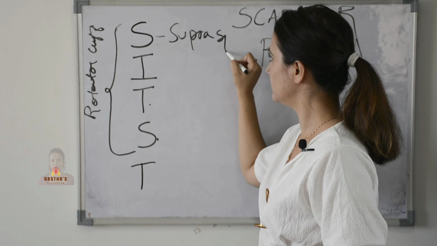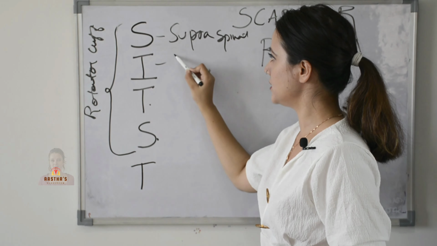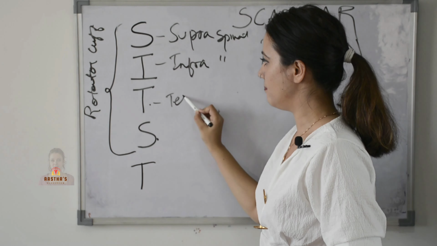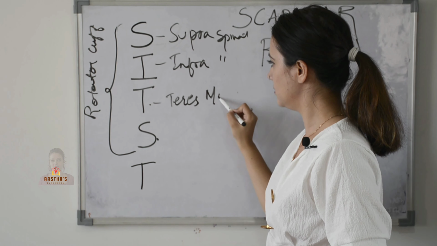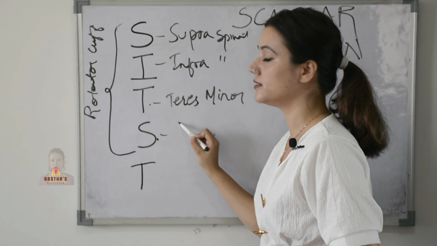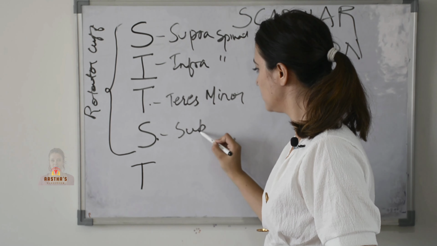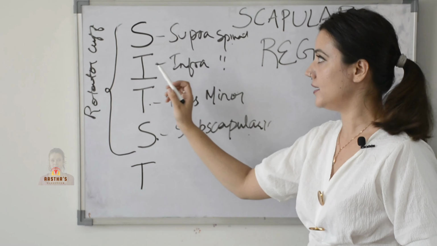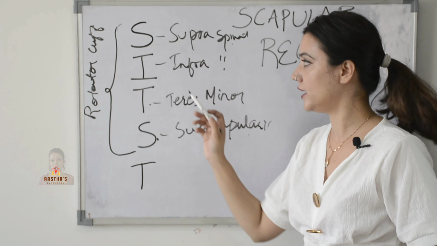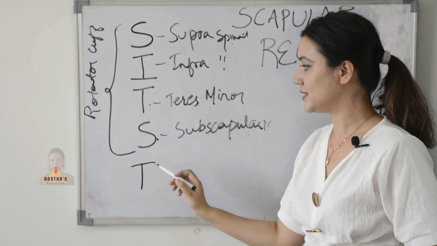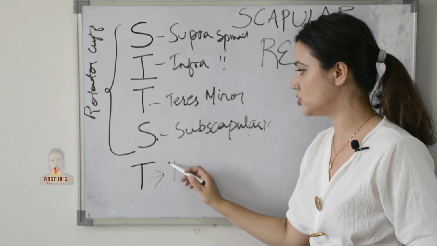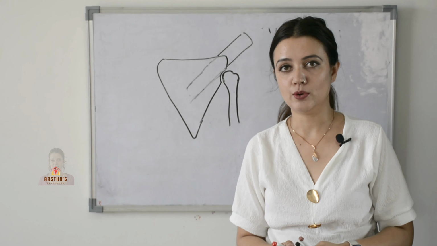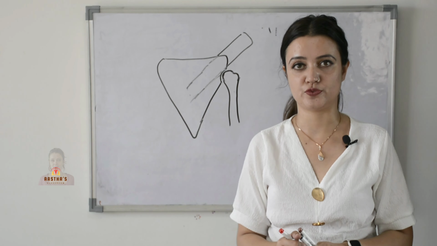So the rotator cuff muscle comprises the SITS muscles, which are the supraspinatus, infraspinatus, teres minor, and subscapularis. Now, in the muscles of the scapular area, the rotator cuff muscles as well as the teres major muscle are present. Now let's see the origin and insertion of these muscles.